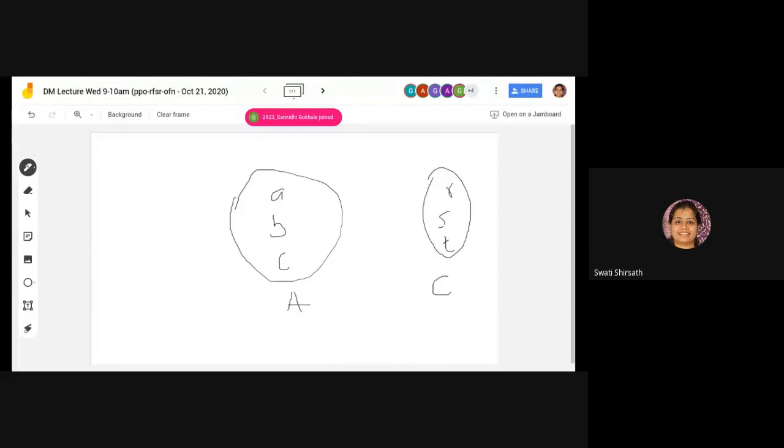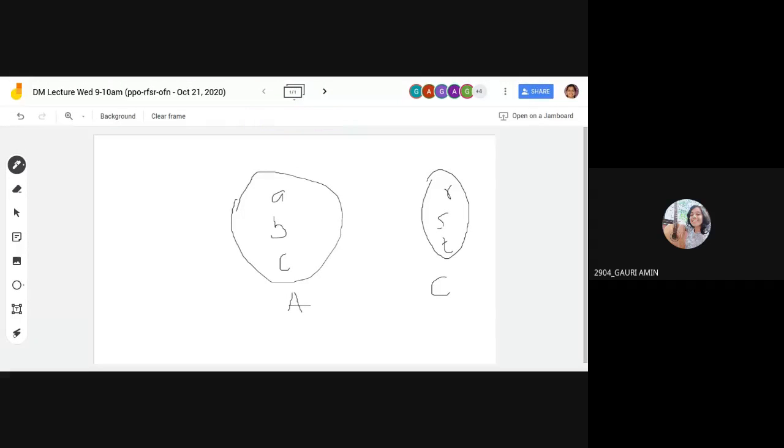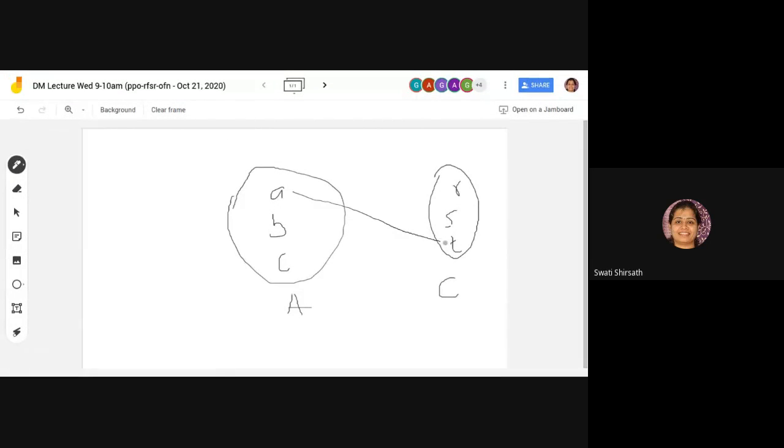Which mapping is A going to? T is going. A to T is there and B to S is there, no? Yes. B to S and C to T. Am I right? Yes, ma'am. R will remain as it is. This is your g of f.